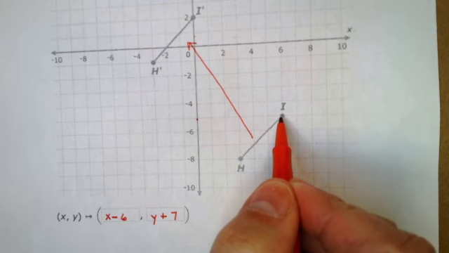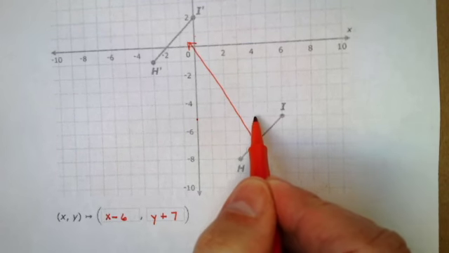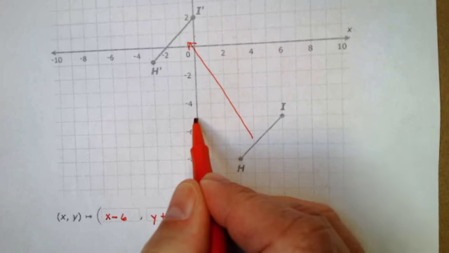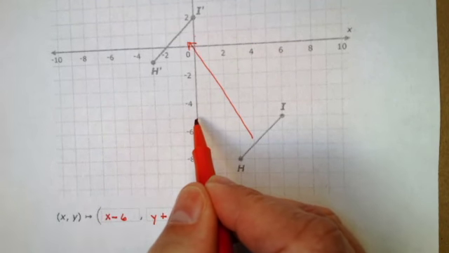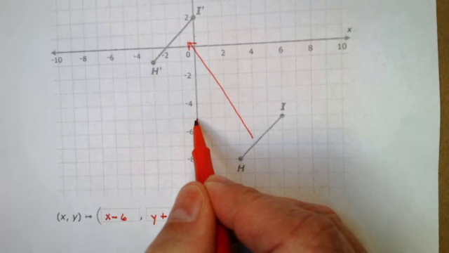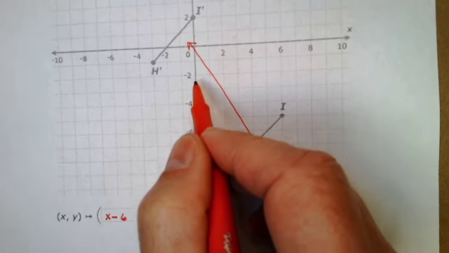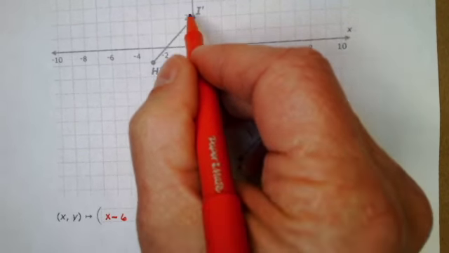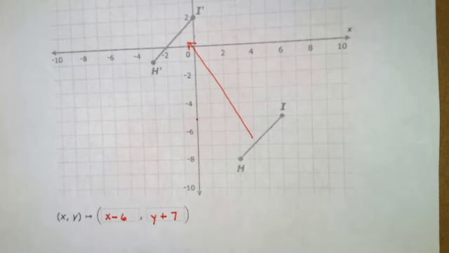So let's check that again. I'm going to move to the left 6 spaces. 1, 2, 3, 4, 5, 6. That's the reason it's a minus 6. And then I'm going to move up 7. 1, 2, 3, 4, 5, 6, 7. This is my rule for moving this object.